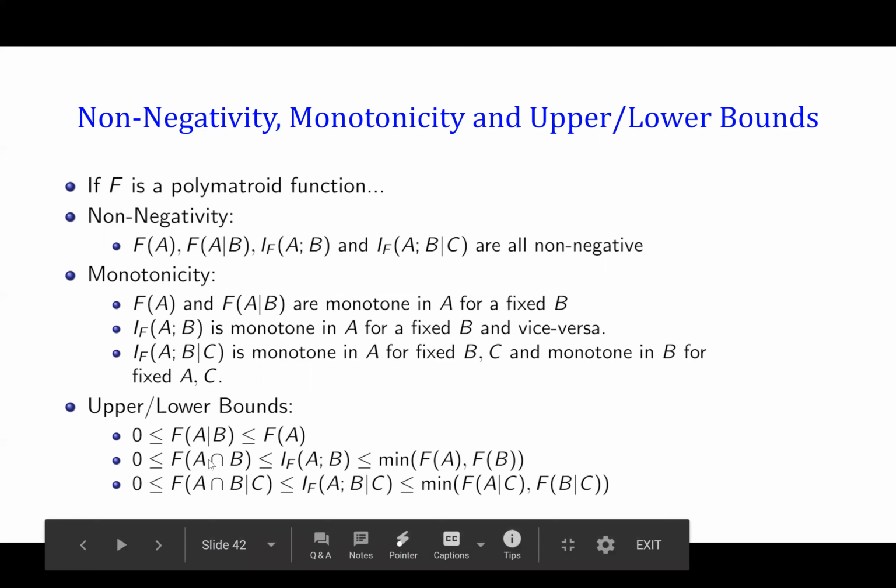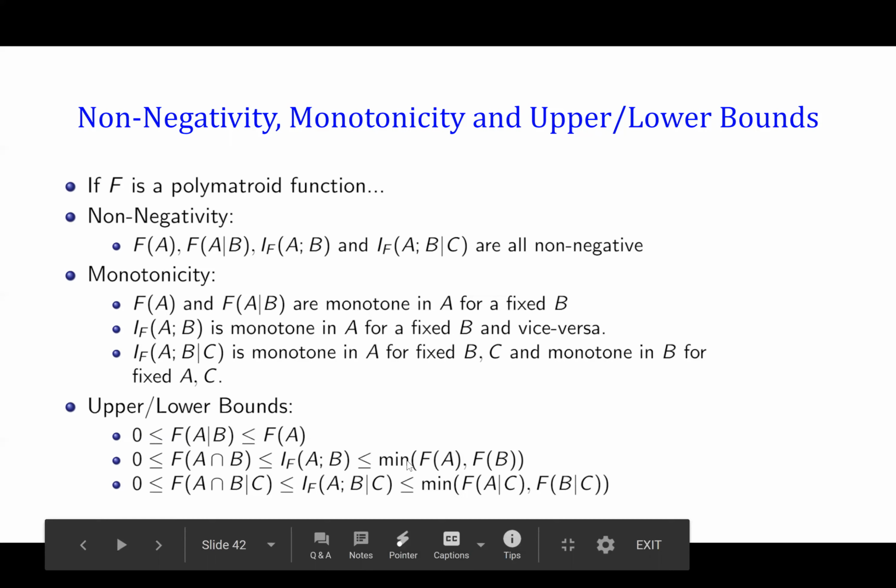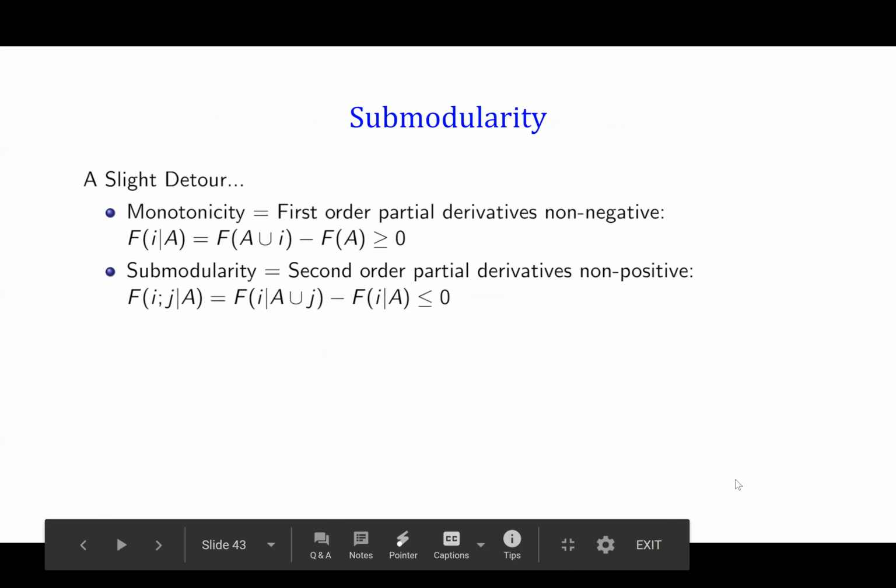Finally, you have these upper and lower bounds. All of these also hold for the entropic notion, so they are somewhat straightforward again. You have f of A given B less than or equal to f of A, and similarly the mutual information is bounded by the information content of the intersected set, f of A intersection B, and the minimum of f of A, f of B, right? So this lies in between the two, and so on and so forth. You can also define this for the conditional mutual information as well.